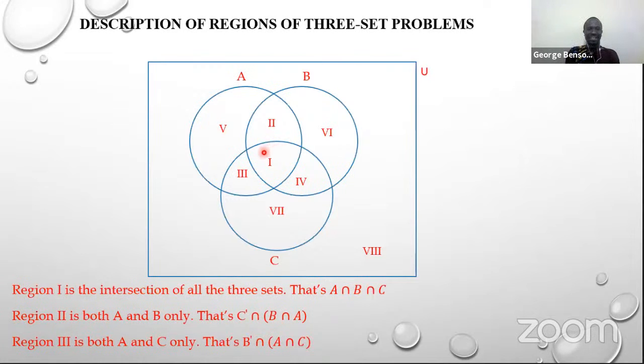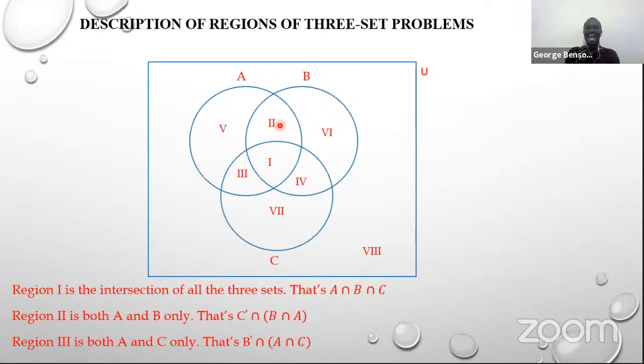So you can see that we have 3 intersecting circles: circle A, circle B, circle C, and we have the universal set sitting in. Like I've always told you, you put the circles in a rectangle and you put the universal set outside. Good. And in the same way, this region I is for those who belong to set A, B, and C at the same time. Is that okay? The I belongs to all the 3.